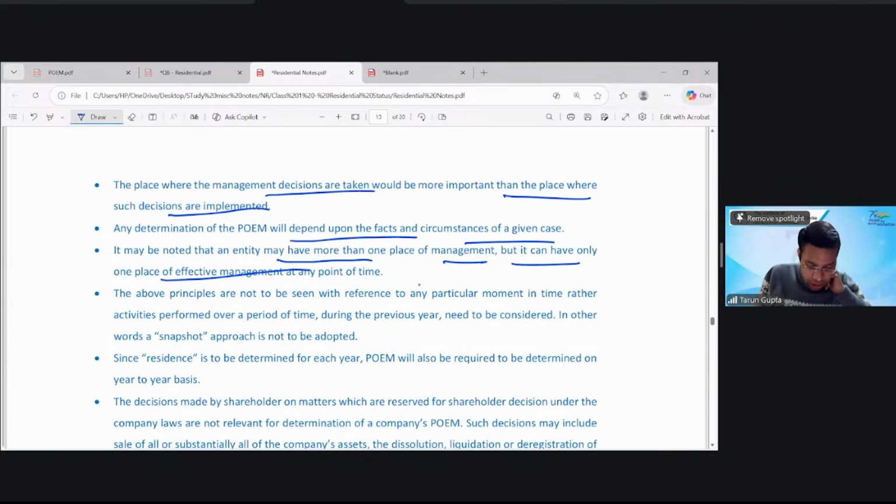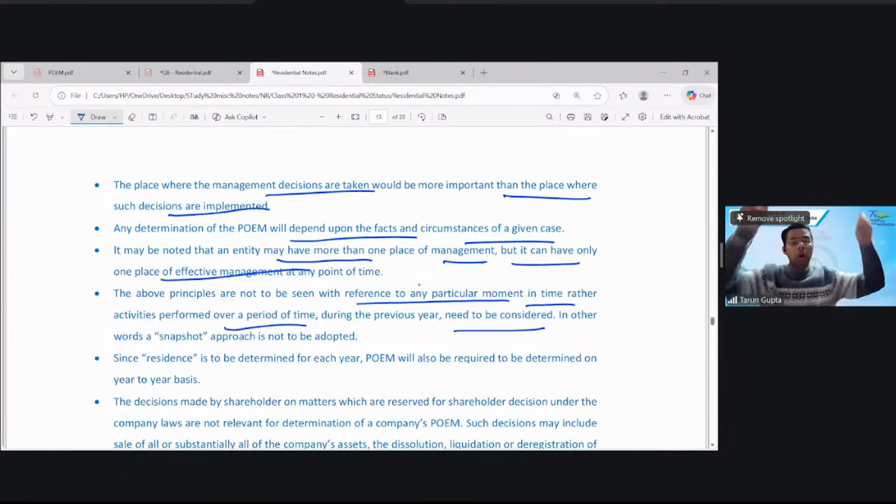The above principles are not to be seen with reference to any particular moment in time. Rather, activities performed over a period of time during the previous year need to be considered. We have to take a holistic approach. In other words, a snapshot approach is not to be adopted. All of this is written in the CBDT circular.